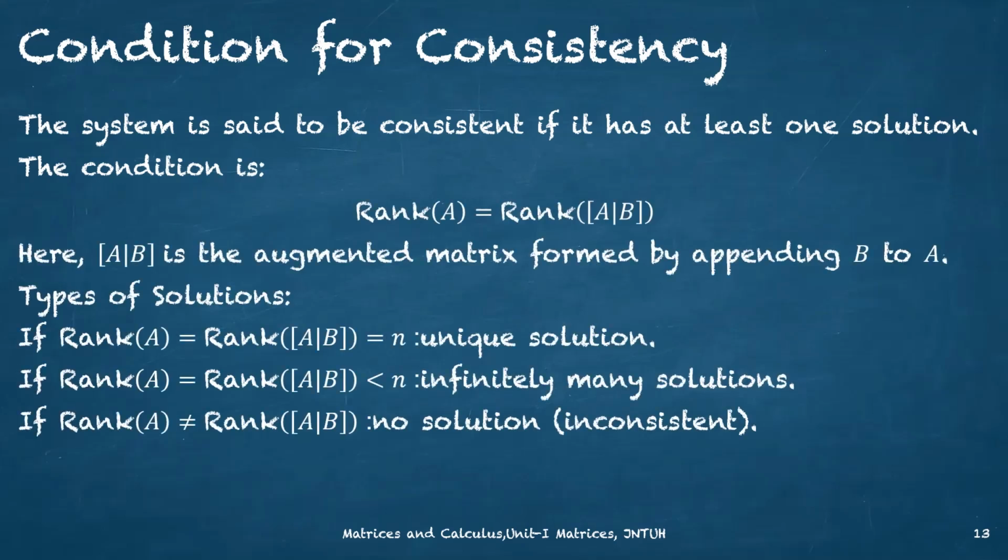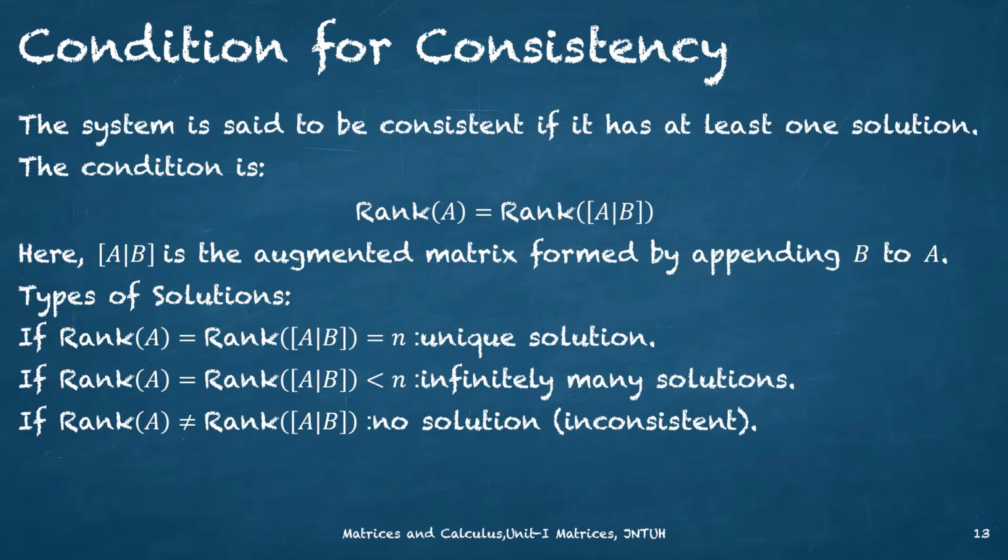Condition for consistency. A system of equations is called consistent if it has at least one solution. The key condition for consistency is that the rank of matrix A must be equal to the rank of the augmented matrix, written as A bar B. The augmented matrix is formed by attaching matrix B to matrix A. Now let's look at the different cases.